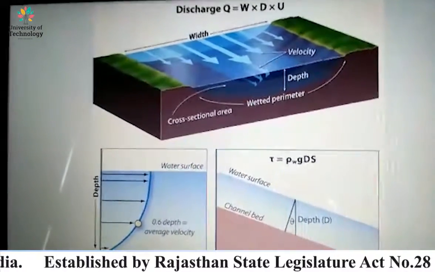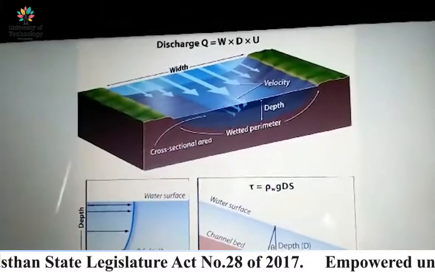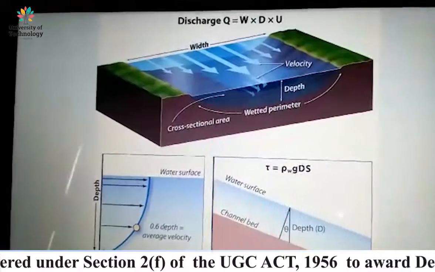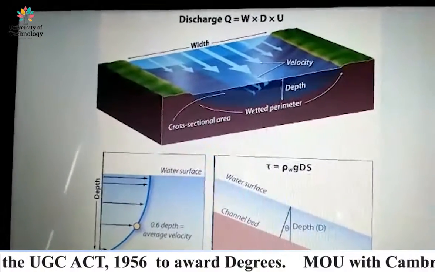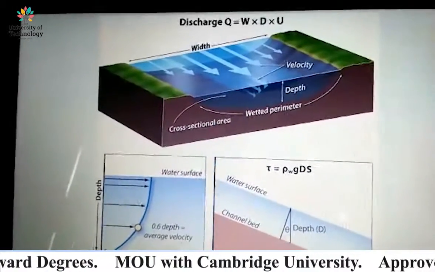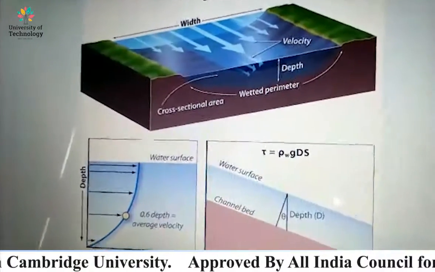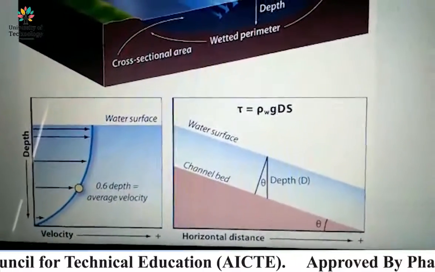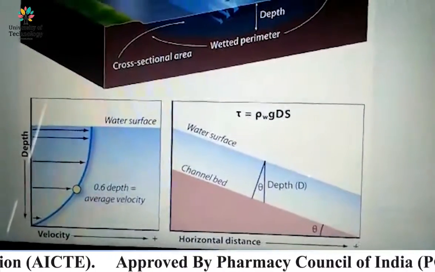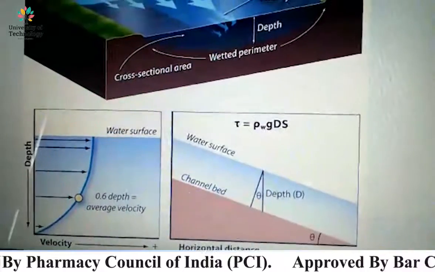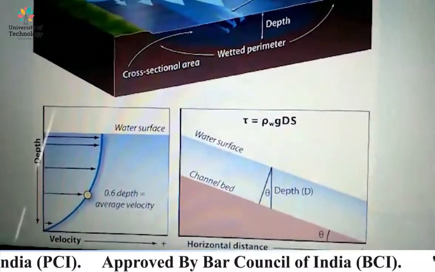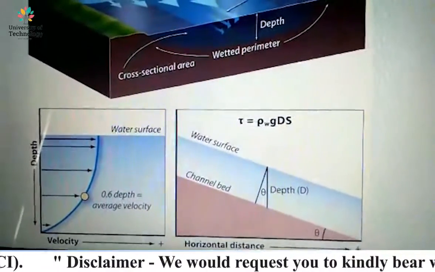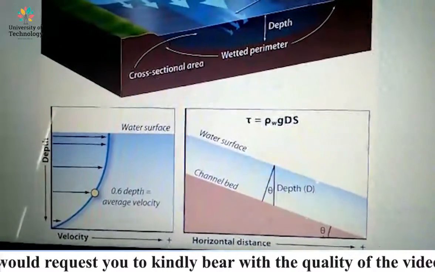In this diagram we can see a rectangular channel with flow over it, and the discharge Q in the channel is given by W into d into u. In the next figure, the velocity is shown according to the vertical and horizontal distance on the channel. We can see that the velocity increases as the channel length increases.